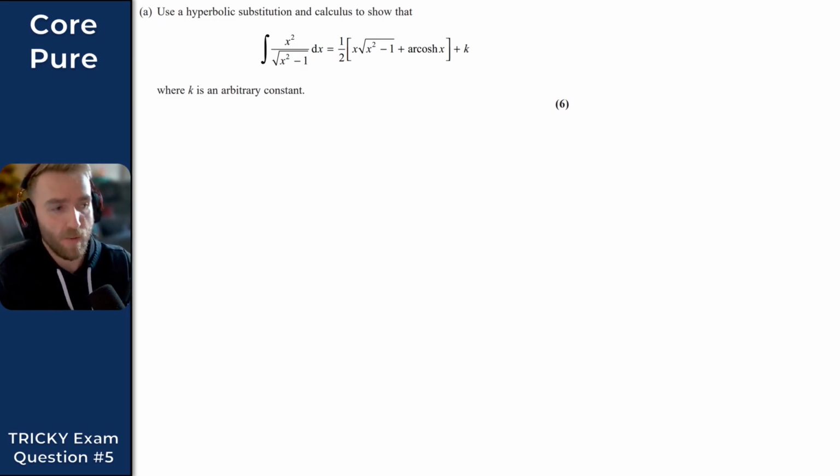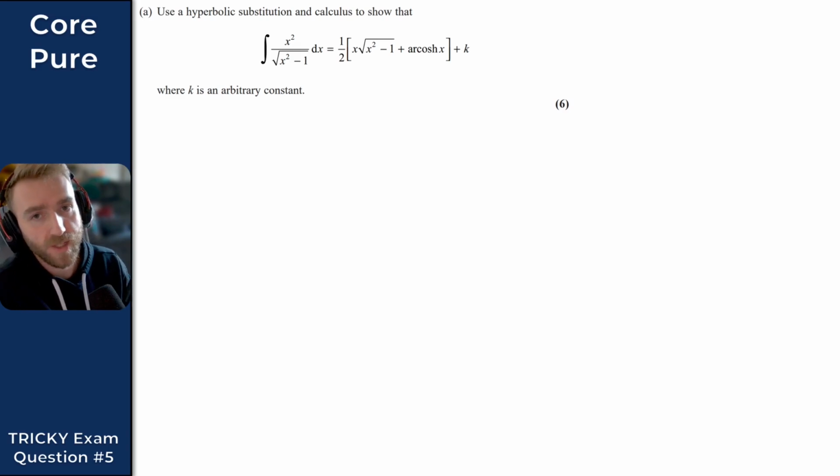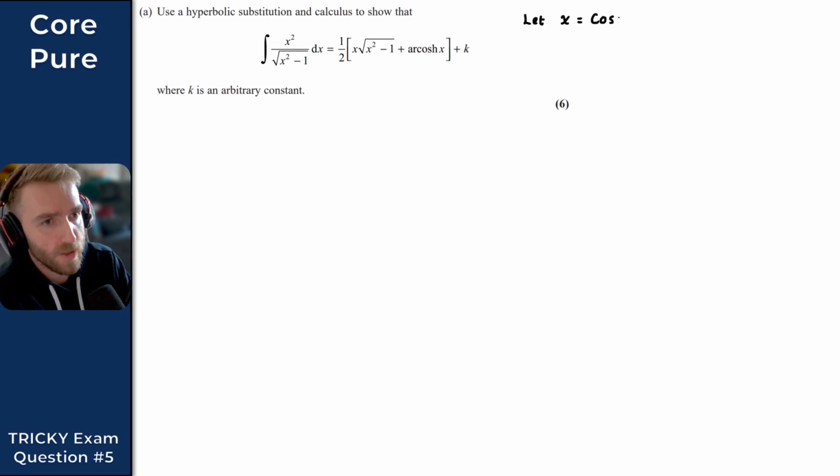Given that we're going to use a hyperbolic substitution, it would seem sensible to start by choosing and defining our substitution. Without that, we're not going to get very far. So let x equal cosh u. First things first, why am I choosing this as my substitution?